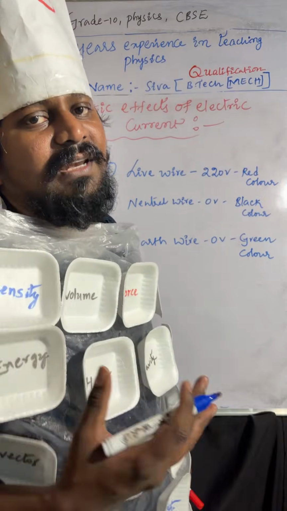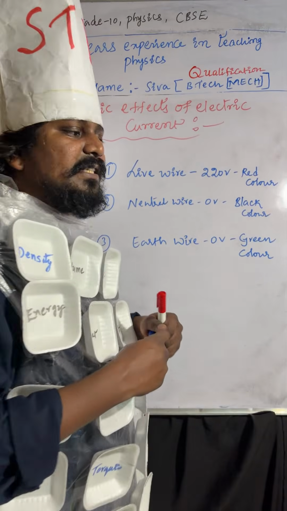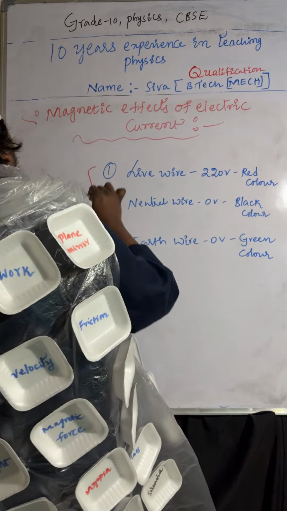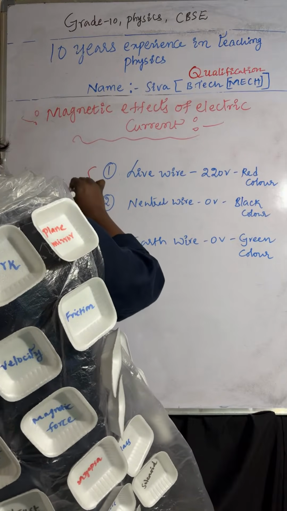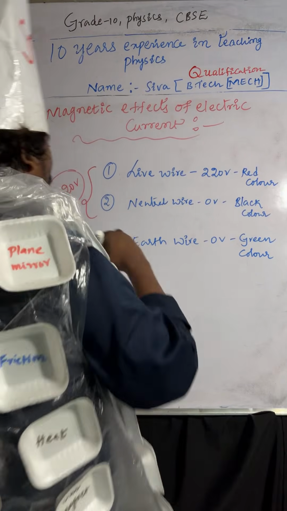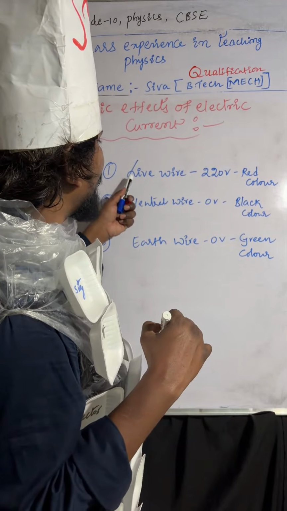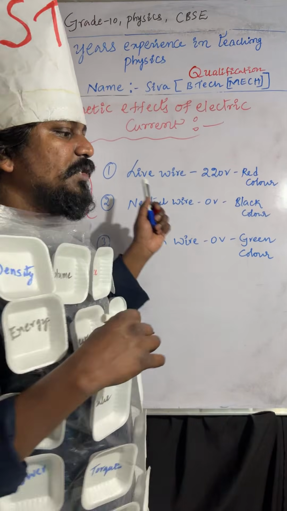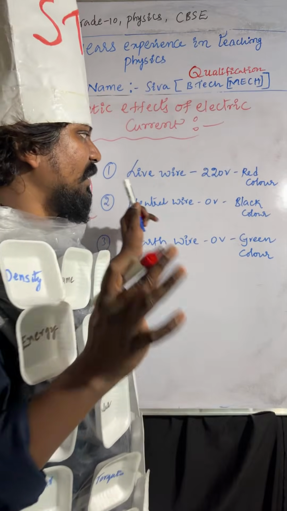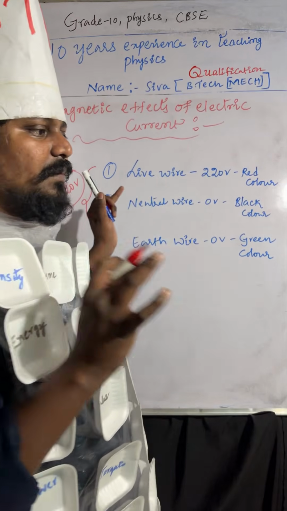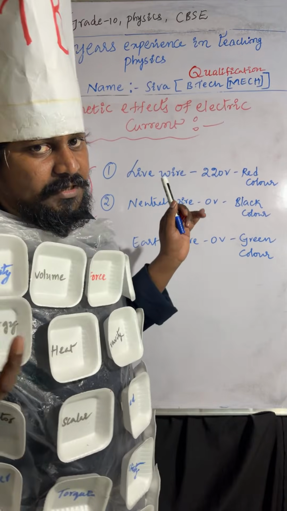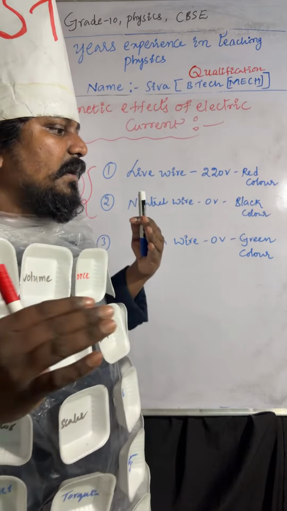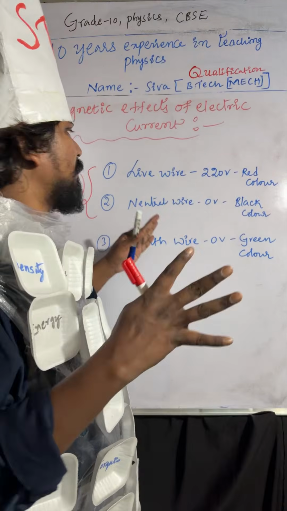So very important. The potential difference between live wire and neutral wire is 220. This is a very essential point. The potential difference between live wire and earth wire is also 220. But the potential difference between neutral wire and earth wire is 0. So make sure you keep these points in mind while attempting MCQs. From the MCQ point of view, these points will come. So keep in mind. Very important.